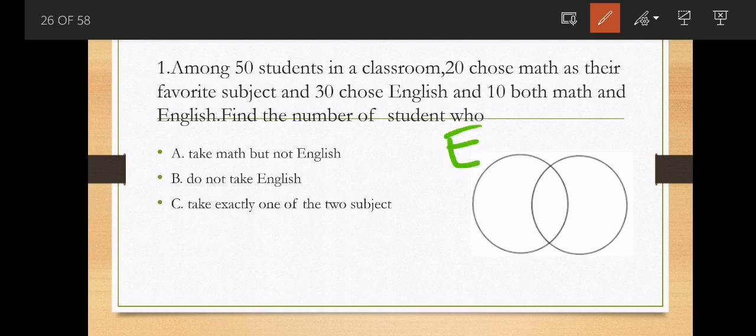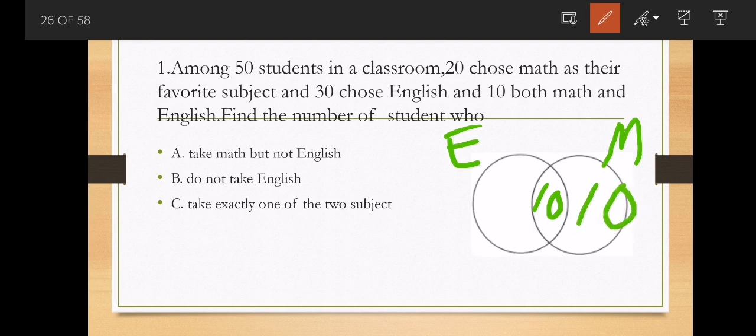This circle is for English, and this circle is for math. So, we have 10 students who chose both math and English. So, ilalagay lang natin dito ang number 10. So, 20 chose math. So, isa-subtract lamang natin yung 10 sa 20. That is why the answer here is 10.